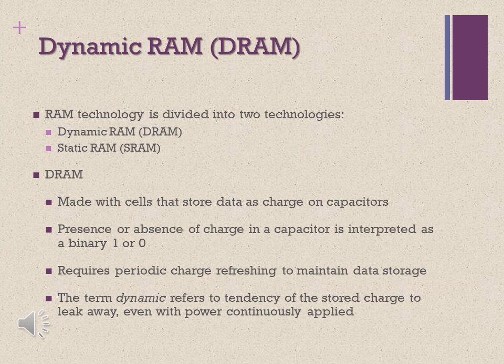Dynamic RAM, or DRAM, stores data as electric charges in capacitors. Since these charges leak away over time, the data must be refreshed periodically. This is why it is called dynamic. DRAM is simple to manufacture and can be made very dense, making it ideal for main memory.